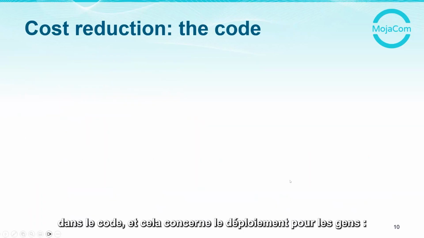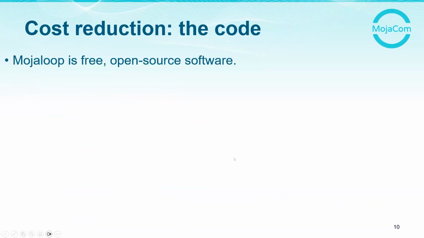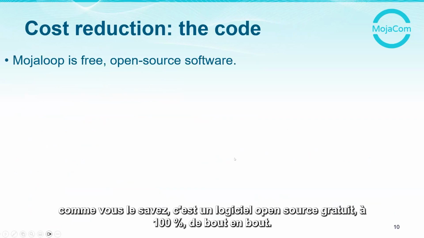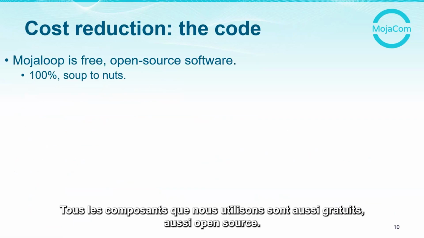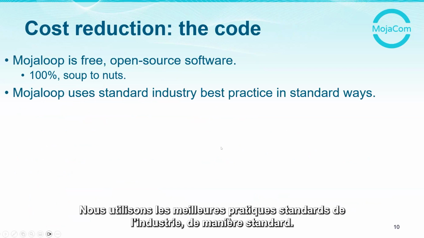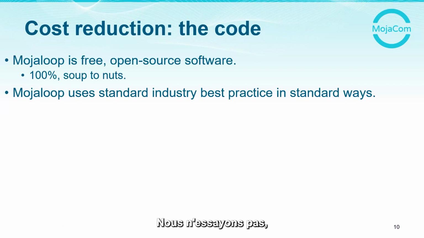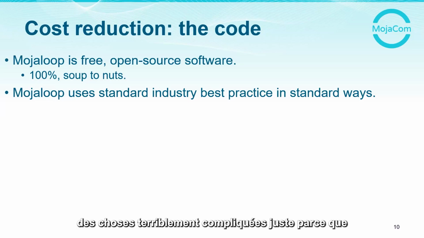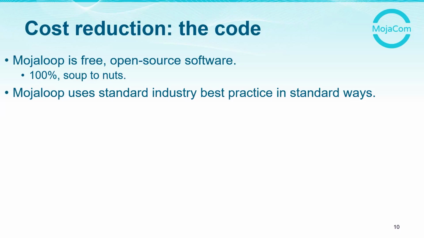So, cost reduction in the code, and that's in deployment for people. As you know, it's free open source software, 100% soup to nuts. All the components we use are also free, are also open source, and that's very important for us. We use standard industry best practice in standard ways. We don't try and, as I say, do things that are terribly complicated just because they're new, they're interesting, they're shiny.